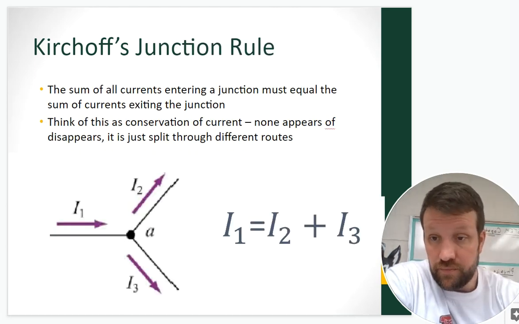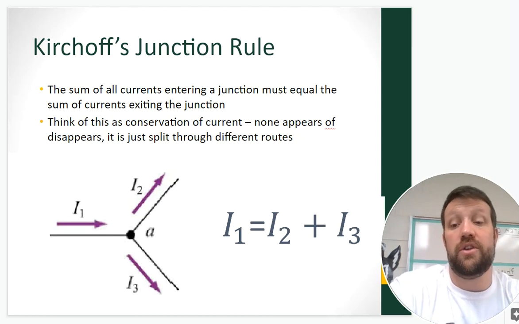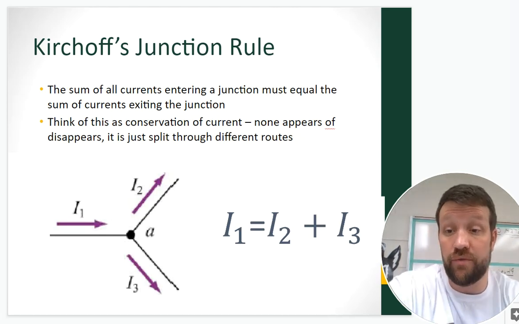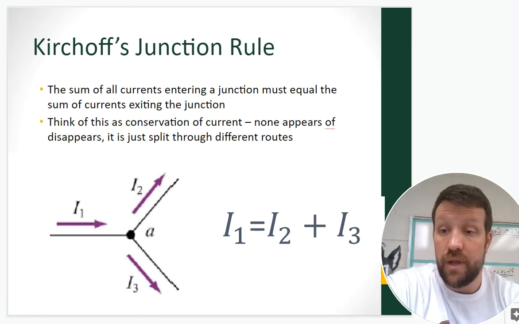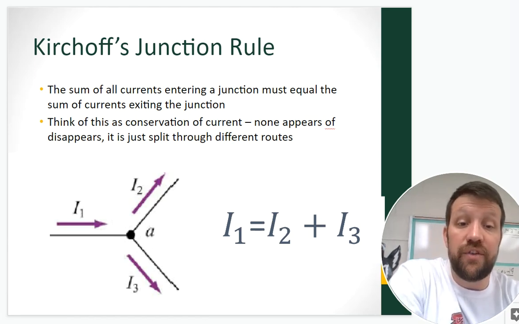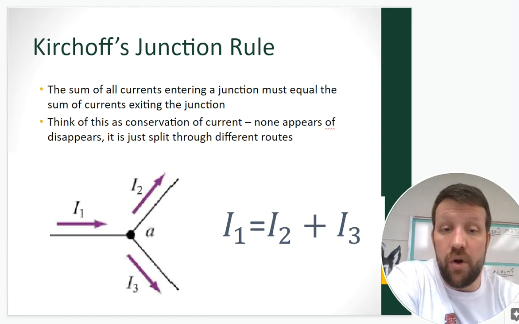First, the junction rule. There's two rules we're going to look at, okay? The junction rule is our first one right here. And this states that the sum of all currents entering a junction must equal the sum of all currents exiting the junction.